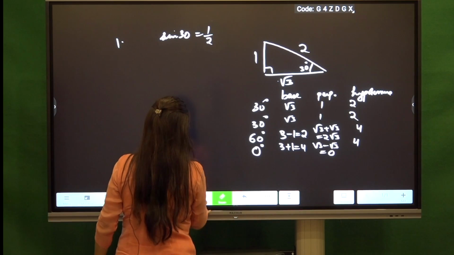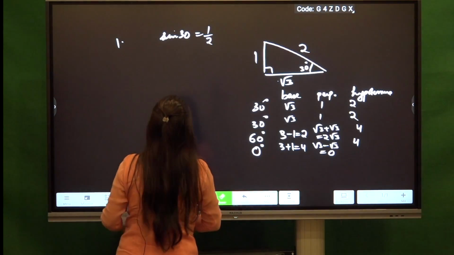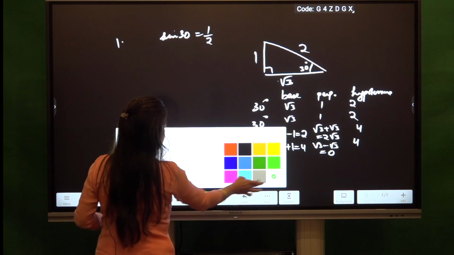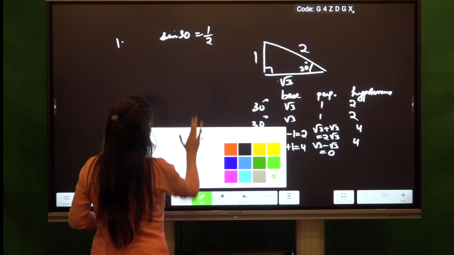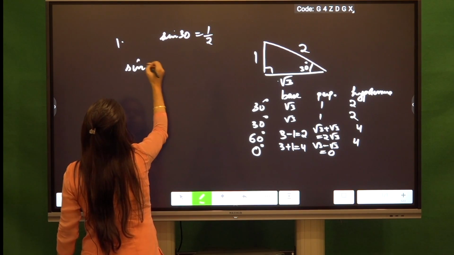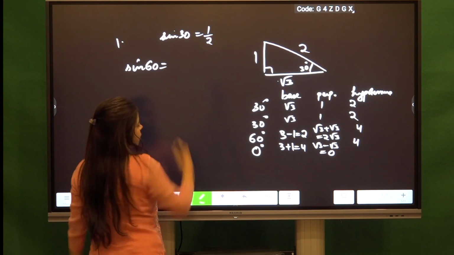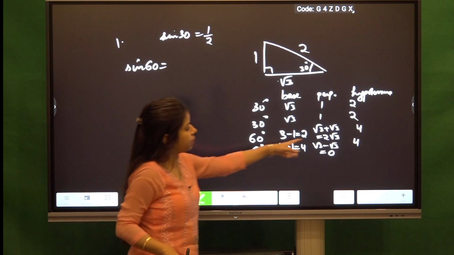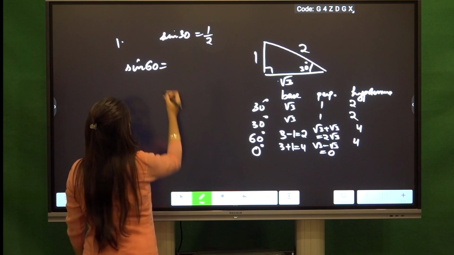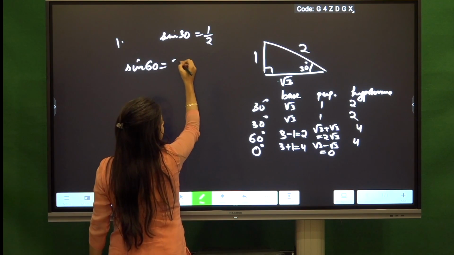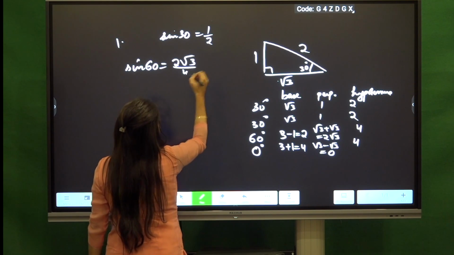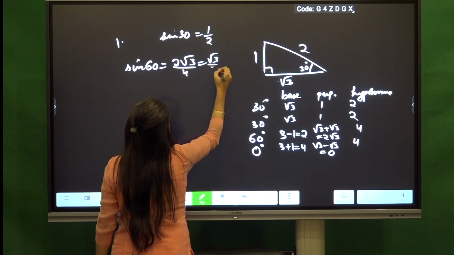So this is sine 60. Just look from here. Sine 60 is perpendicular upon hypotenuse. So this is 2 root 3 upon 4, which is root 3 by 2.